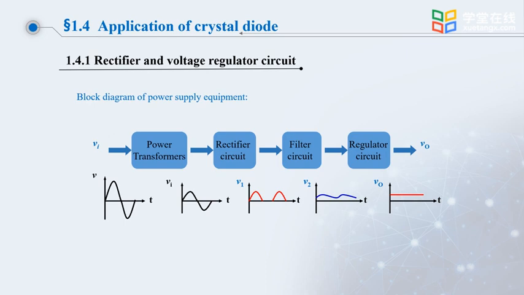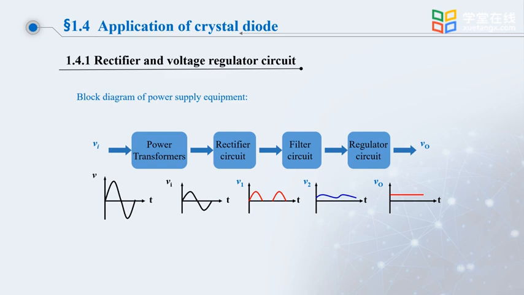Hello everyone, in this lesson I will continue to explain the first chapter, Application of Crystal Diode. Using the unidirectional conductivity and reverse breakdown characteristics of a diode, we can constitute a rectifier circuit, a voltage regulator circuit, and a limiter circuit, and so on, a variety of functional circuits. In this lesson, we will focus on the following three aspects of its application.